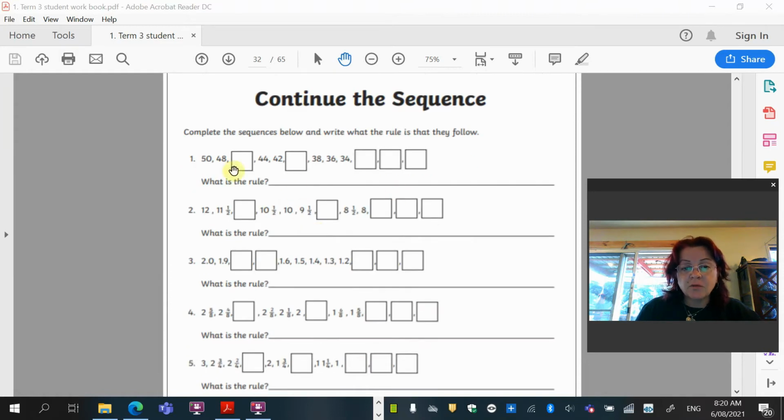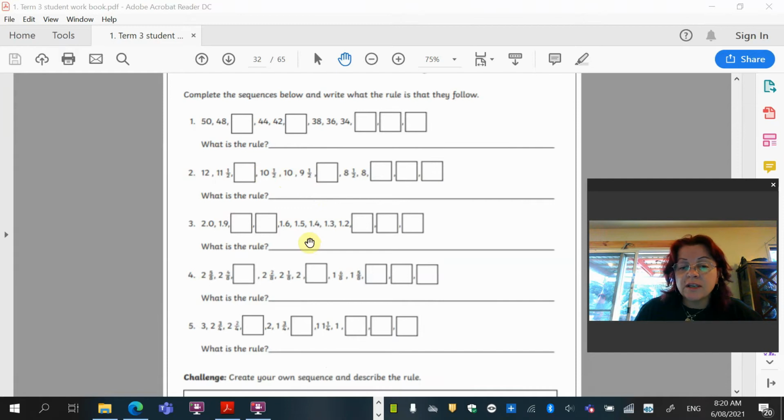So 50, 48, all that. So the rule there would be -2, -2. We're always taking away 2. Have a look at this one, 12, 11 and a half, 11, 10 and a half, 10. Oh, that one's easy. It's just coming down by a half each time, isn't it? So you fill that in, and the rule is that we're minusing a half, and you can write that as a fraction, take away a half.